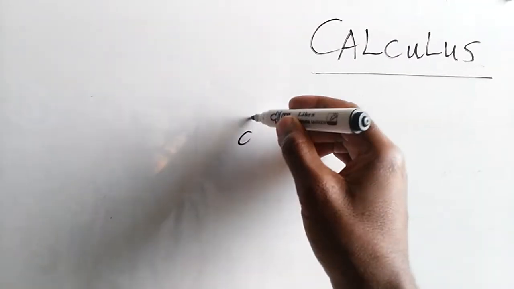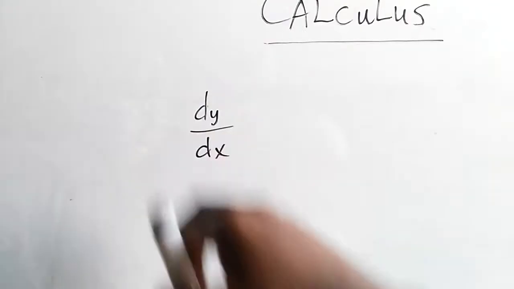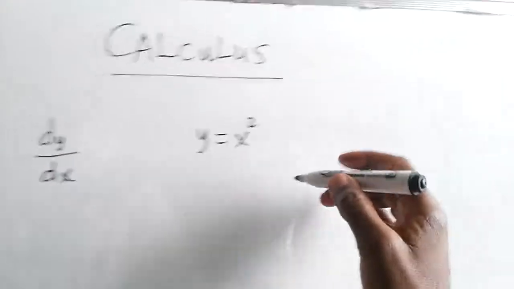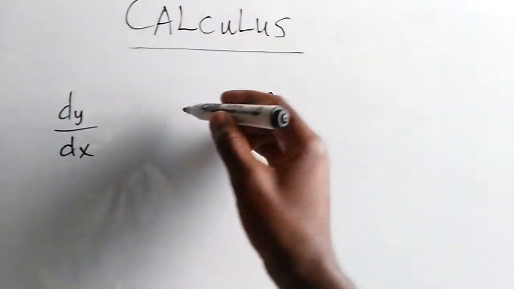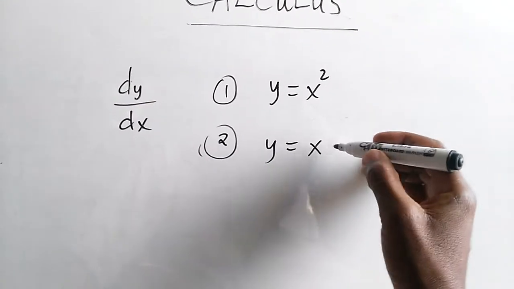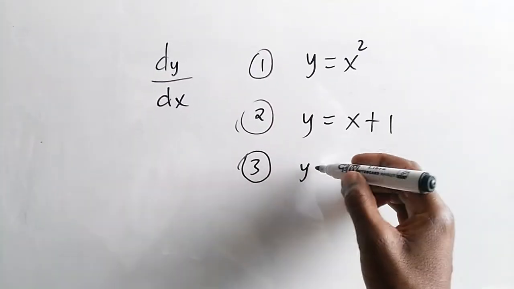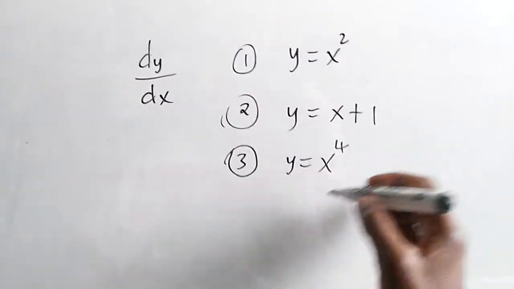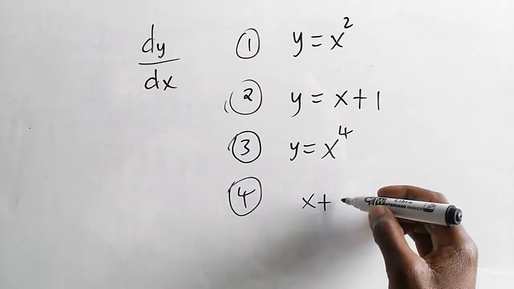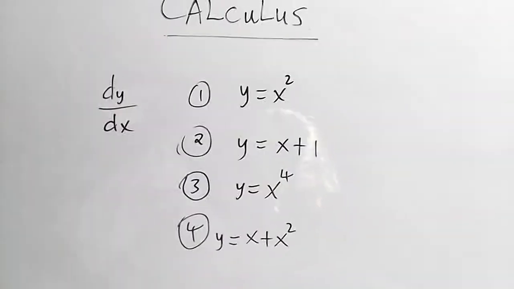We can say the differentiation of y with respect to x. They can say find the dy dx of this equation. Maybe this is question 1. Question 2, they can say y equal to x plus 1. Question 3, they can say y equal to x to the power of 4. Question 4, they can say differentiate x plus x to the power 2, when the whole equation is equal to y. Let me show you the simplest.